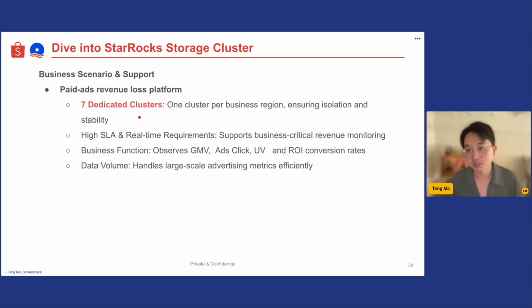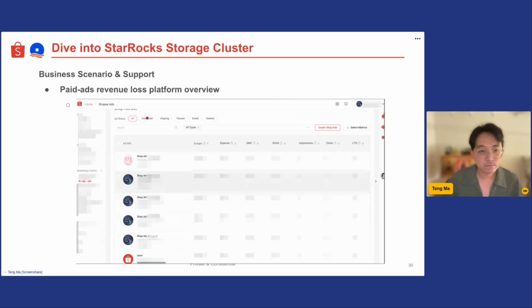Because Shopee's business has a lot of regions. We have the Malaysia region, Singapore region, Brazil region, Taiwan region. So each region will have its own cluster. So it ensures isolation and stability. And here is the revenue platform overview. I hid much of the data, but we can still see this is a shop advertisement. So it's budget, GMV, and clicks. So the marketing team and the advertising team will use this platform to do analytics.